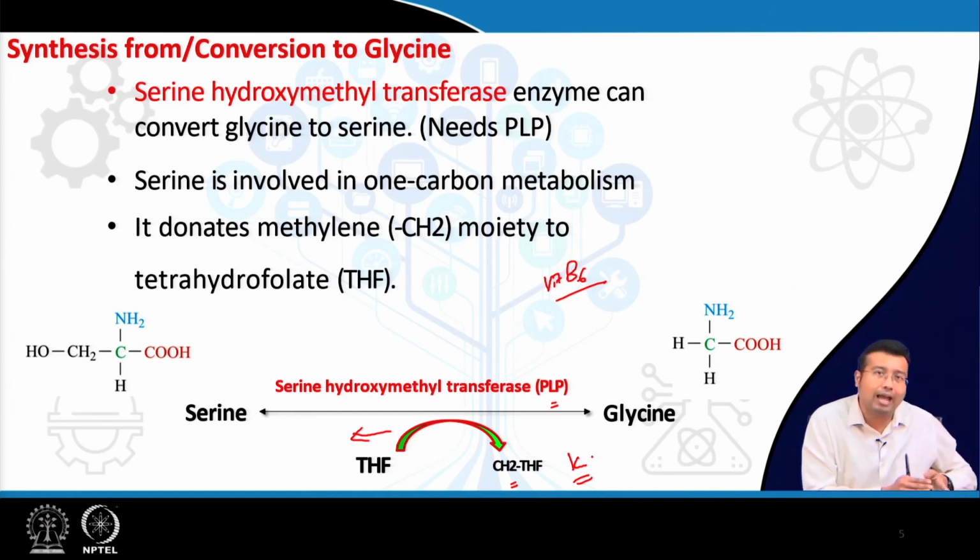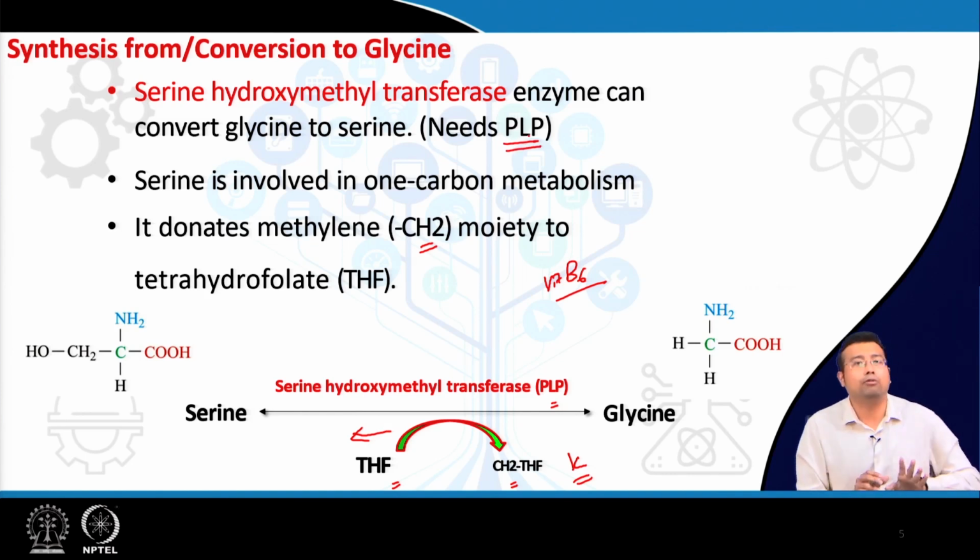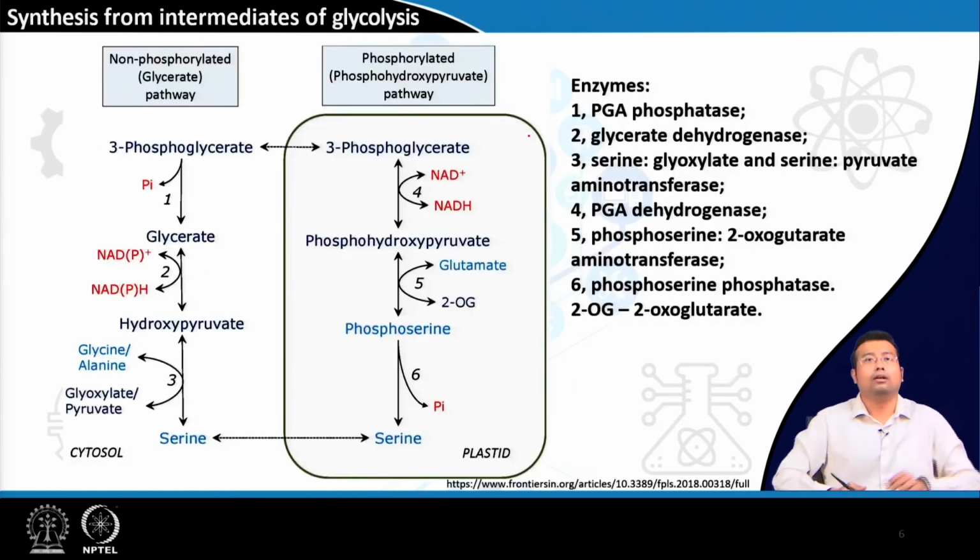If the body needs more glycine, serine will be converted to glycine. If the body needs more serine, glycine will be converted to serine, and there will be an exchange of a 1 carbon moiety in the form of methylene group to tetrahydrofolate. Very important for MCQ. Remember, the coenzyme is pyridoxal phosphate or active form of vitamin B6.